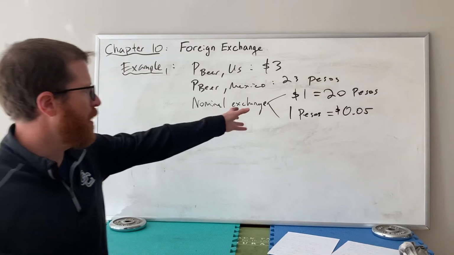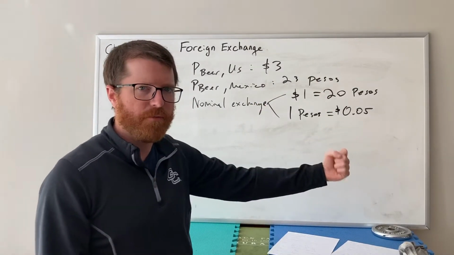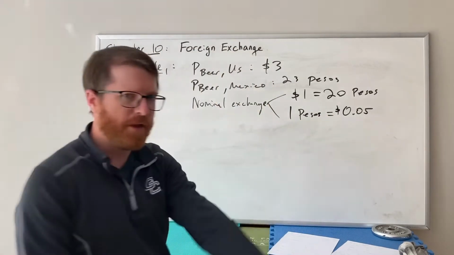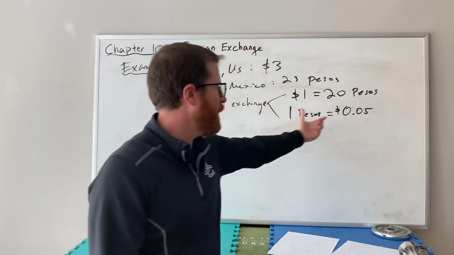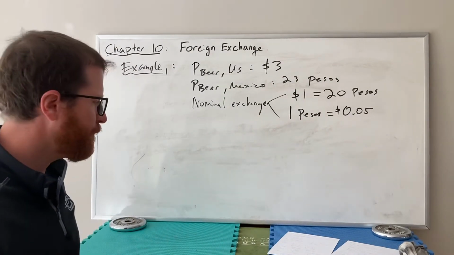So if you're thinking about going from the U.S. to Mexico, $1 gets you 20 pesos. If you're thinking about coming from Mexico to the U.S., 1 peso would give you 5 cents. So that's thinking about it from either country's perspective.